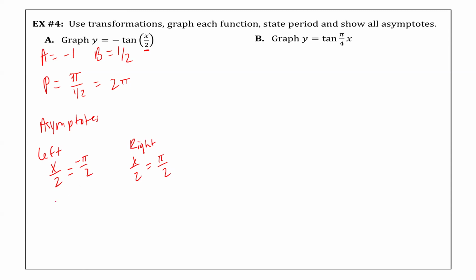The quickest way of doing this is through cross multiply and divide. When we cross multiply, we get 2x equals negative 2 pi. So therefore, x equals negative pi. That's going to be our left-hand asymptote. Cross multiply and divide here, and we get 2x equals 2 pi. So therefore, x equals positive pi, and that's going to be our right-hand asymptote.